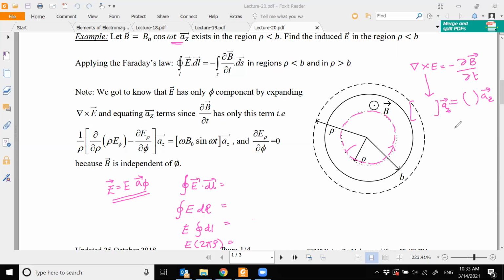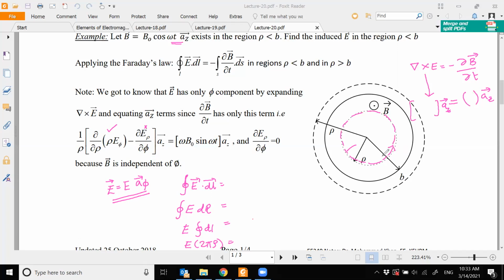And then when we equate these two, from there, we can find that your E will only be a function of this one. It will be a function of E_φ. Now, E_ρ again cannot come.